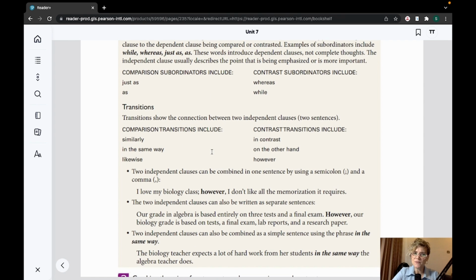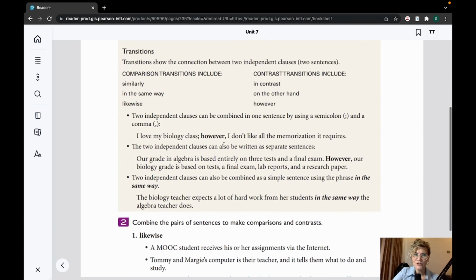Transitions show the connection between two independent clauses. For instance, similarly, in the same way, likewise, or contrasting: in contrast, on the other hand, however. These are very good to start your sentence. You can even use them to start your paragraph. It's good to connect. Two independent clauses can be combined in one sentence by using a semicolon and a comma.